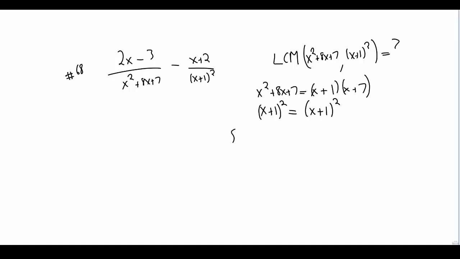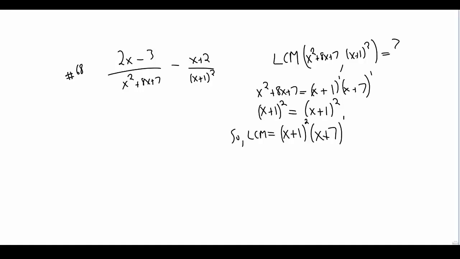So the LCM is the product of all the prime polynomials that occur. We have x plus 1, we have x plus 7. And now the greatest exponent that occurs for x plus 1, you're choosing between 1 and 2. The greatest is 2. You don't add them. Take the greatest. It's 2. And here, this is 1.